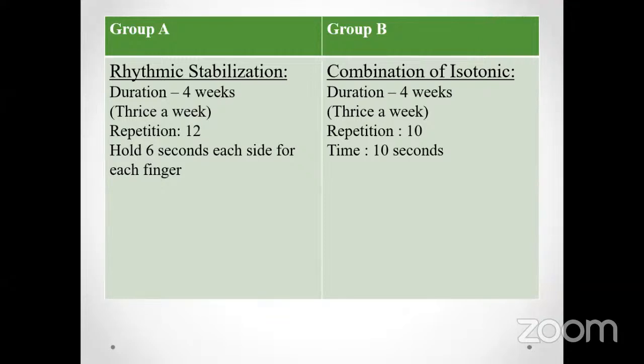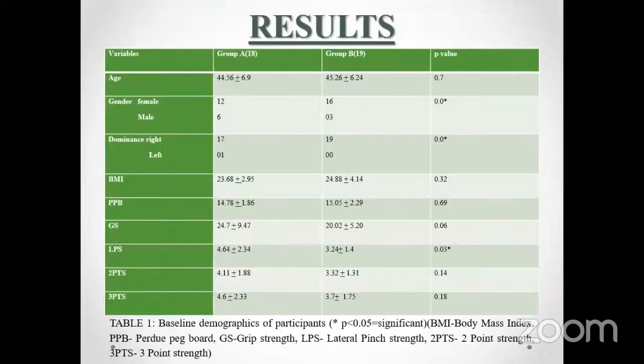In rhythmic stabilization, the patient sat on a chair and the fingers were held by a therapist, and they were asked to perform isometric exercises front and back, about 6 seconds on each side. In the combination of isotonic, the repetition was about 10 seconds: the patient had to flex the finger for 4 seconds, maintain it for 2 seconds, and then perform an eccentric contraction for about 4 seconds.